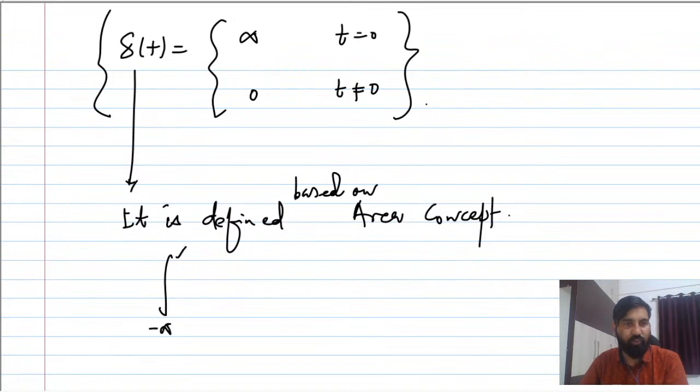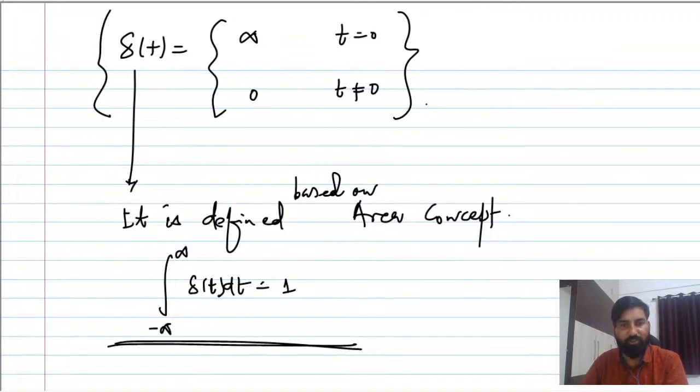From minus infinity to infinity, delta of t dt is always going to be 1. That you have to make sure. This is one of the properties.